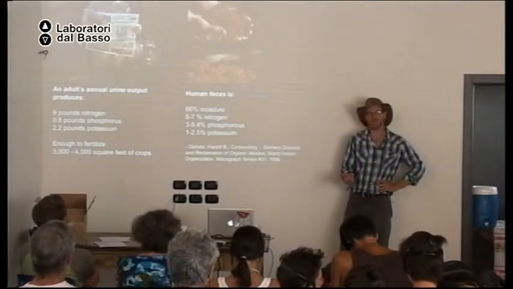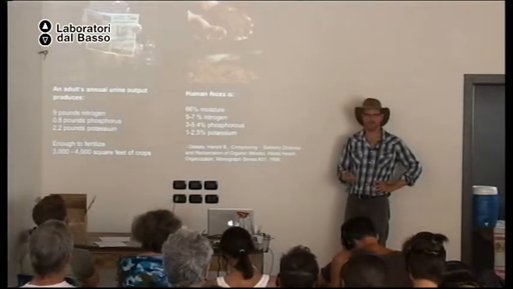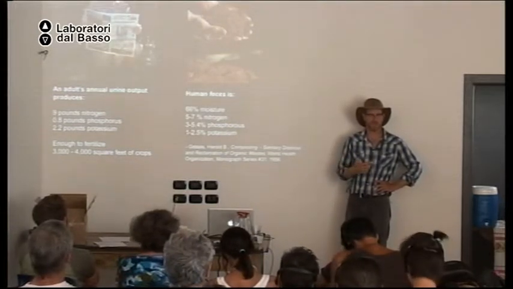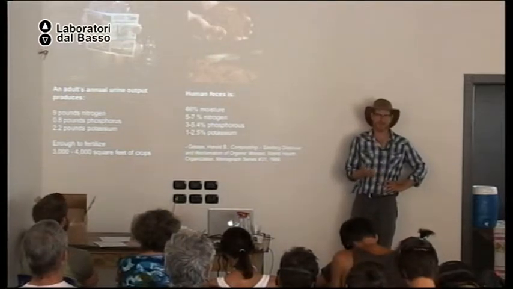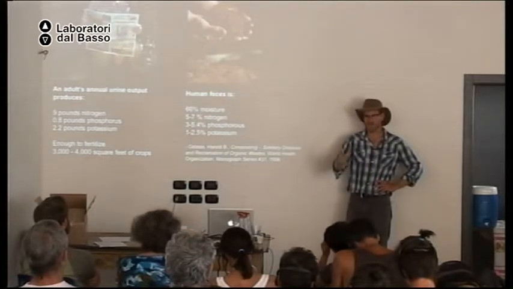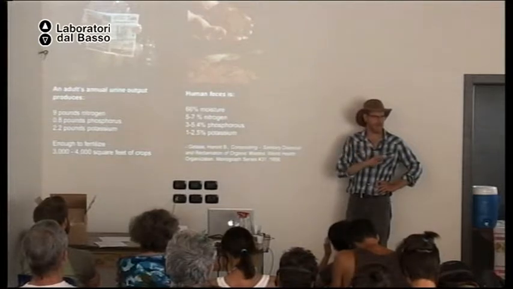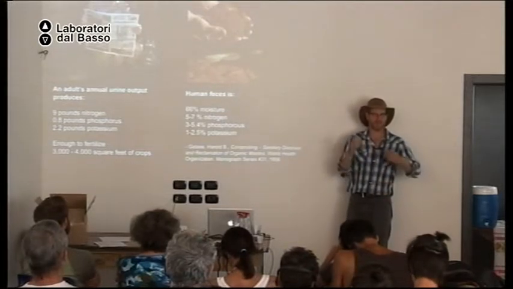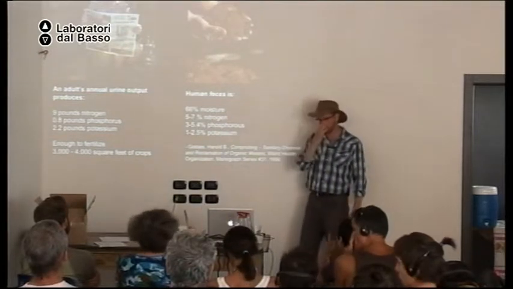The only problem with urine is the salt. So you need to flush or dilute the salts. That's where you want to collect rainwater, in the same areas you deposit the urine. So rainwater has no salt. So you dilute those salts.